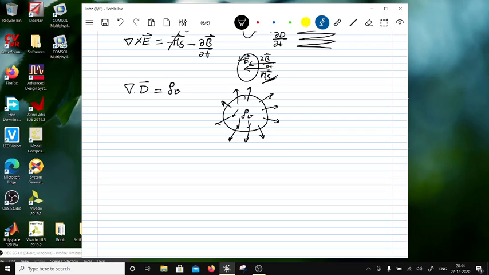So if I do a surface integral of D over a completely enclosed surface and divide by the volume enclosed by the surface, it is going to be that. So I can always write this as the integral of D dot ds over a completely enclosed surface, which will be equal to the volume integral of rho v dv. That will be equal to the charge. So this is the integral form of the equation.